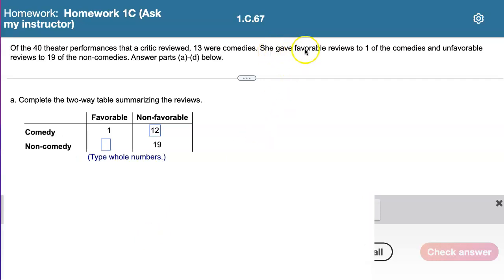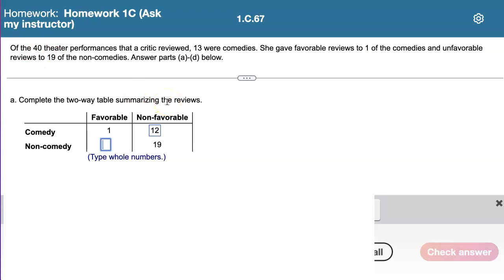She gave favorable reviews to one of the comedies and unfavorable reviews to 19 of the non-comedies. Answer parts A through D below. Now take a look. We got 4 numbers to be filled in here, and we have 3 of them. We can figure out this last one, the number of movies that were non-comedy and got favorable reviews, by subtracting these 3 numbers, 1, 12, and 19, from the total number.